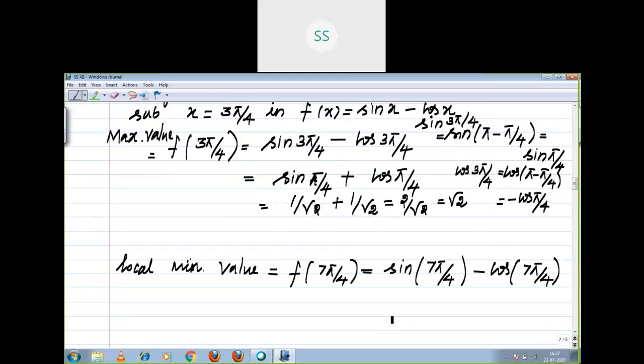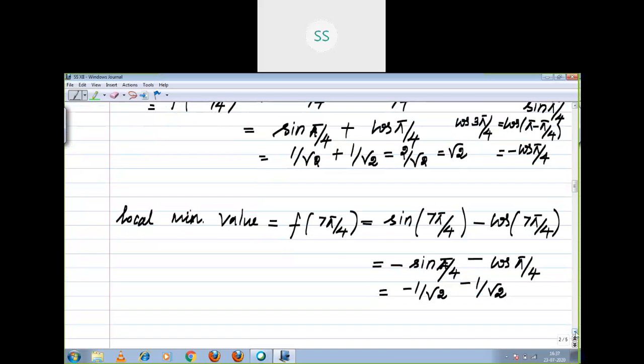I gave the explanation already, right? 7 pi by 4 is equal to 315 degree, that is minus sin 45 degree, right? Here, minus cos 45 degree. Sin 360 minus theta equal to minus sin theta, which is equal to minus 1 by root 2 minus 1 by root 2. Now we are going to simplify, right, children? Which is equal to minus 2 by root 2, which is equal to minus root 2, right?